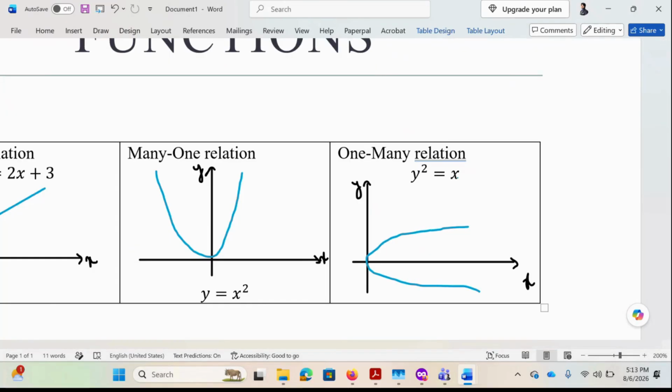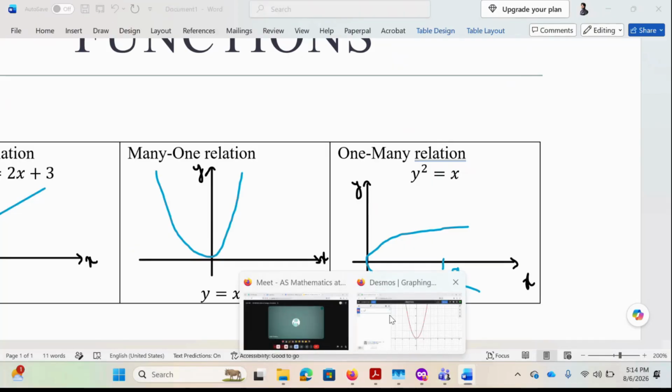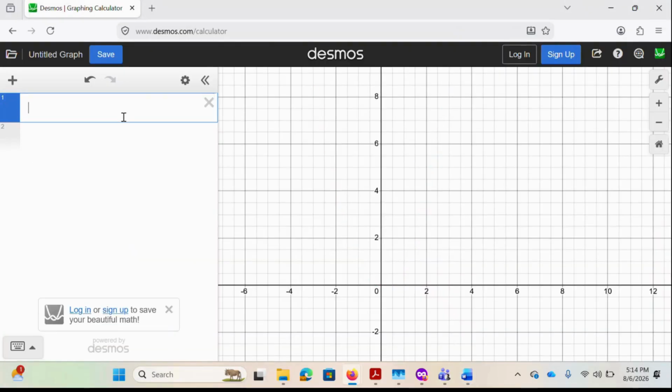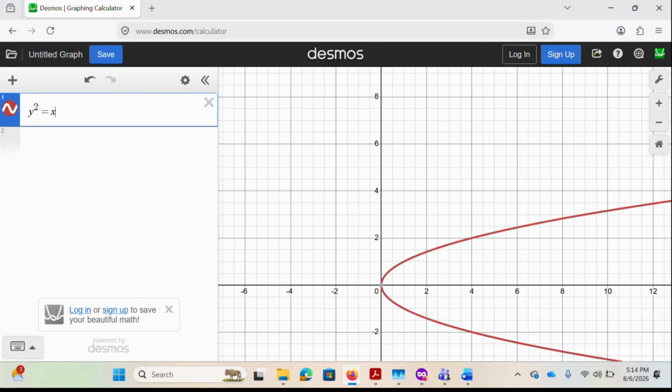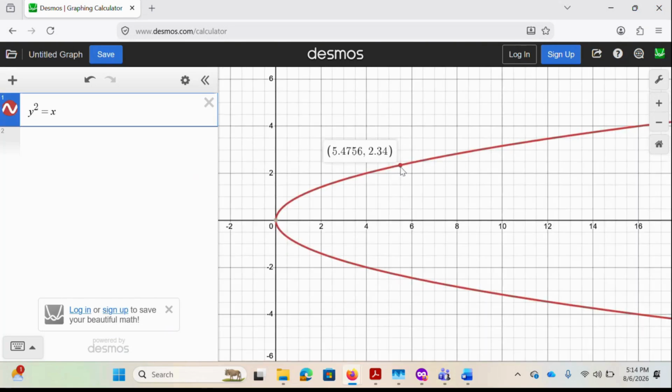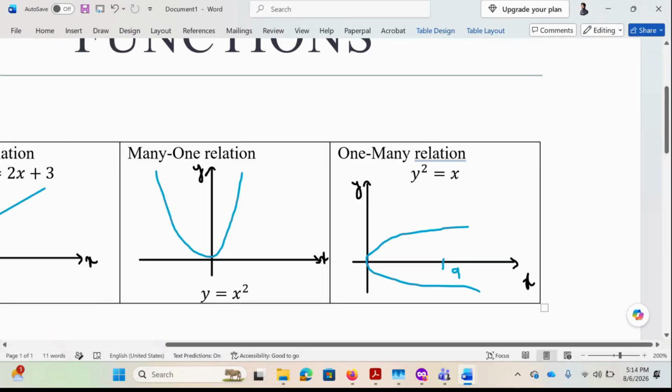For example, if I plug in x as 9, I will get two possible values of y. One will be plus 3 and one will be minus 3, because y will be obtained by square rooting x. And you can see it even on the graph over here. If I write y squared is equal to x, again you can see, for one input I can get two different outputs. This is called a one-to-many relation.